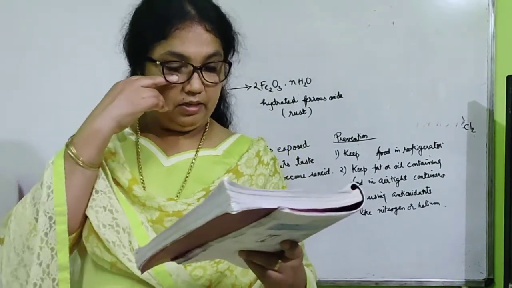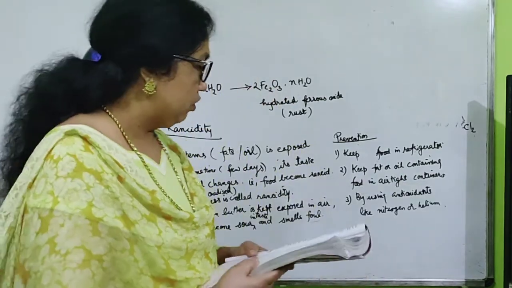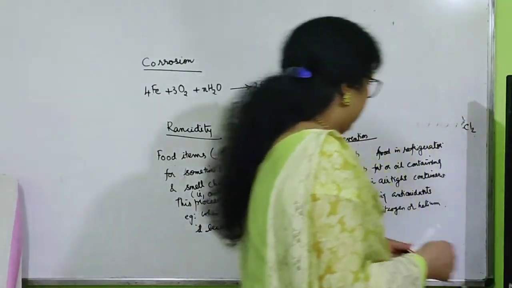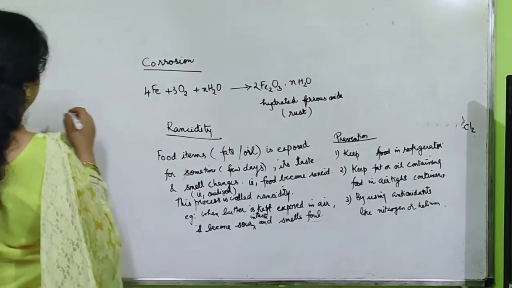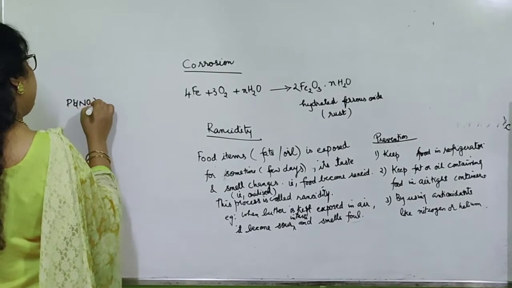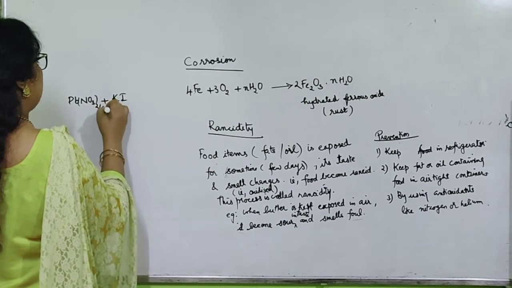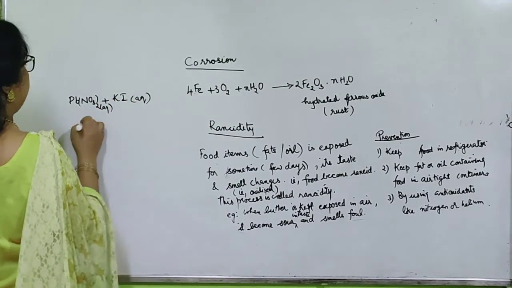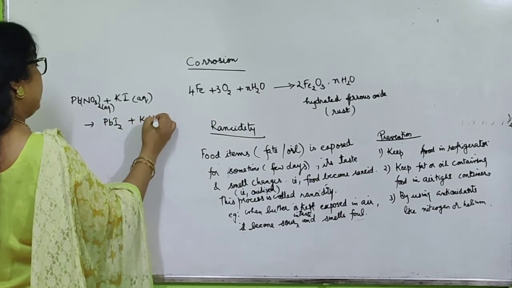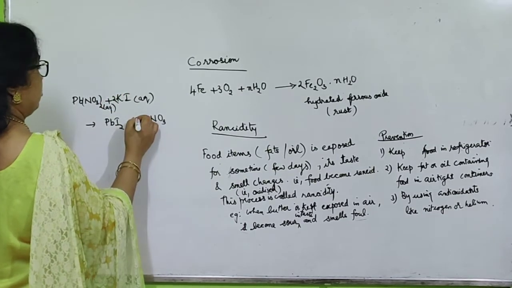Now the second question: give an example of a double displacement reaction other than the ones given. We have done this already. Lead nitrate, Pb(NO3)2, aqueous solution reacting with potassium iodide gives lead iodide plus potassium nitrate: Pb(NO3)2 + 2KI gives PbI2 + 2KNO3.